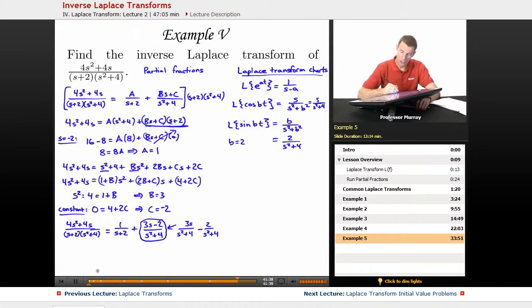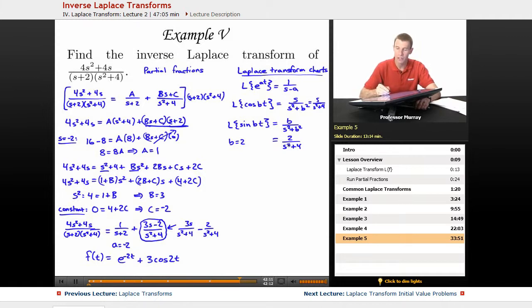And now I think I can write down my inverse Laplace transform. f of t: I see 1 over s plus 2, and I figured out the Laplace transform of e to the at is 1 over s minus a. So I guess my a there would be negative 2. So this would be e to the negative 2t. Now I have 3s over s squared plus 4. So that's 3 cosine of bt. Well, b is 2, so cosine of 2t.